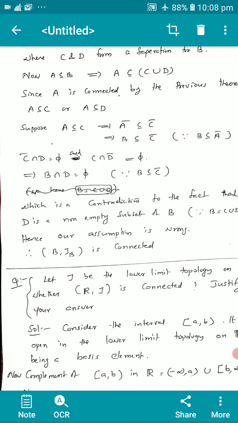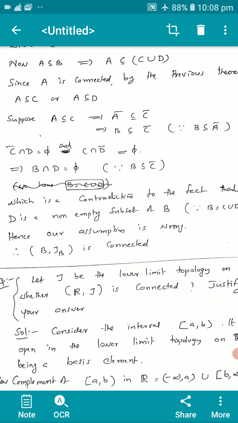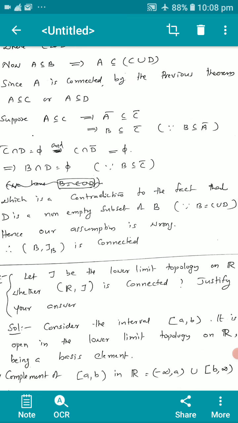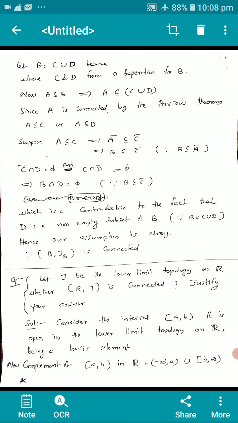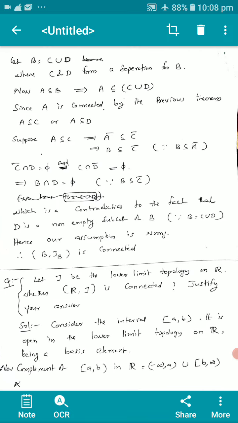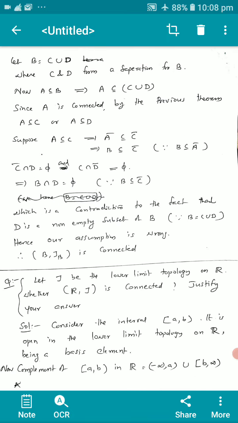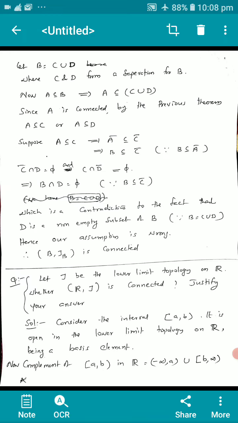Now the closure of C intersection D equals phi, and C intersection the closure of D equals phi. This implies B intersection D equals phi, because B is a subset of the closure of C. So we get a contradiction, which contradicts the fact that D is a non-empty subset of B, because B equals C union D. Hence our assumption is wrong, and (B, tau_B) is connected.